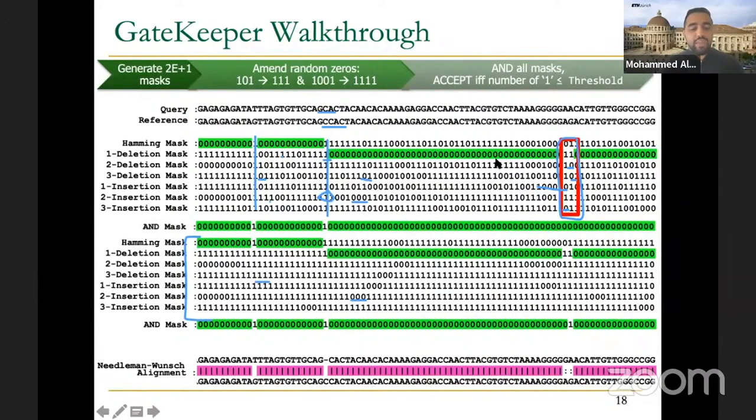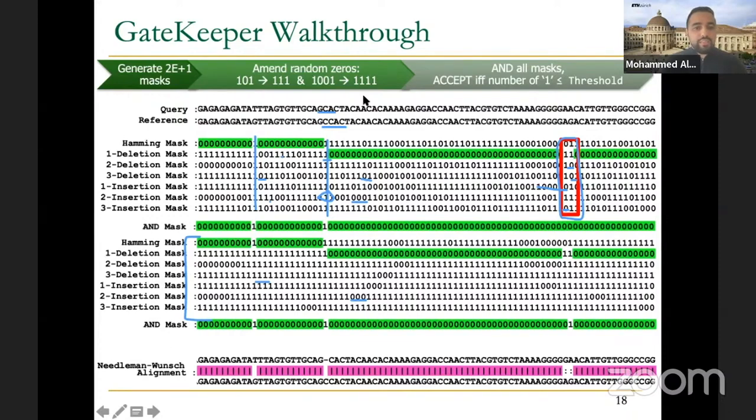And as we said, if there are a few errors, then the segments of consecutive zeros will always be very long. As you can see here, this is maybe more than 10 zeros. This is more than 10 again. This is maybe more than 40 zeros. This is more than 15 zeros and so on, right? And this is how we differentiate between random zeros and zeros that are part of the solution, or those that represent exact matches.